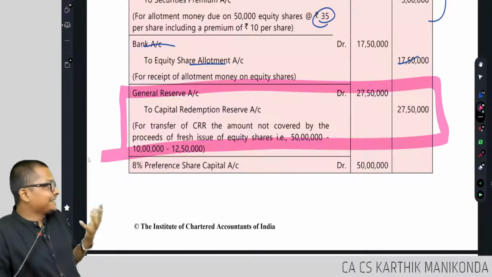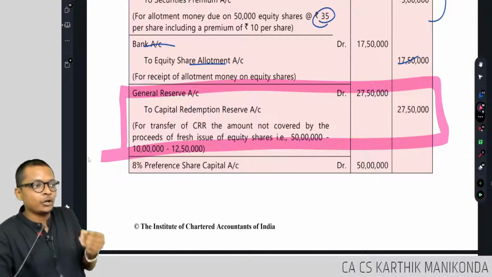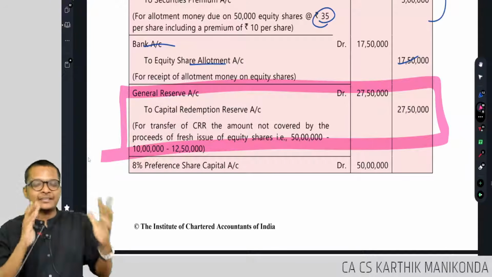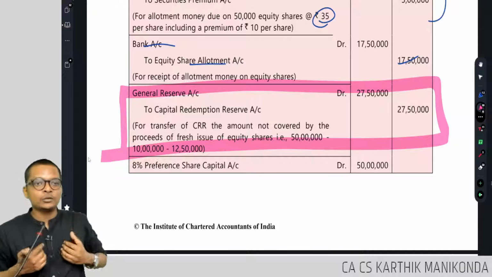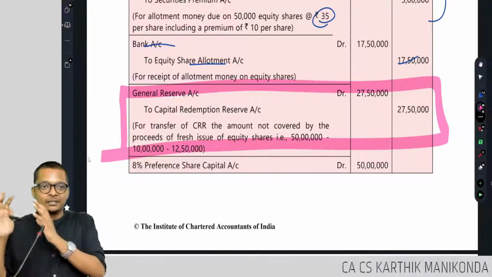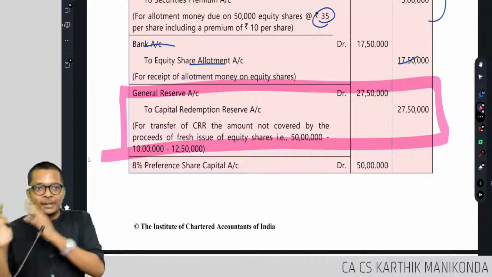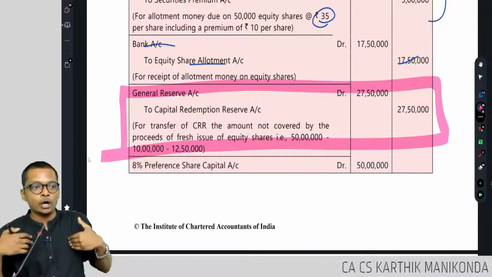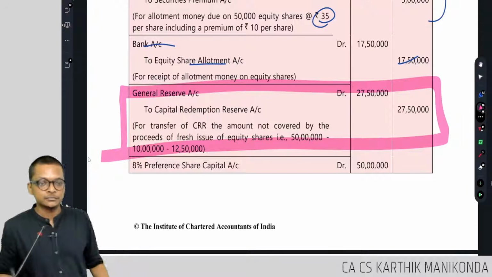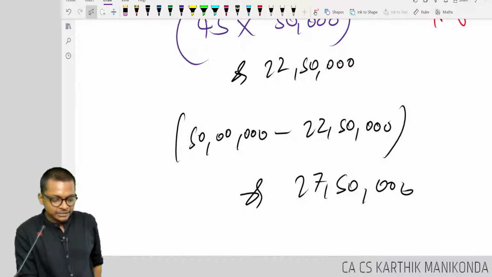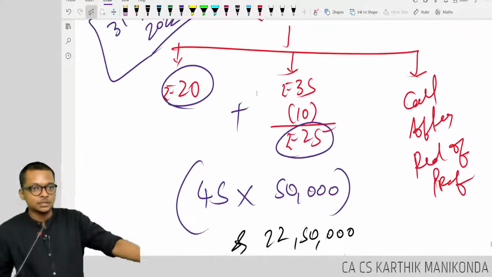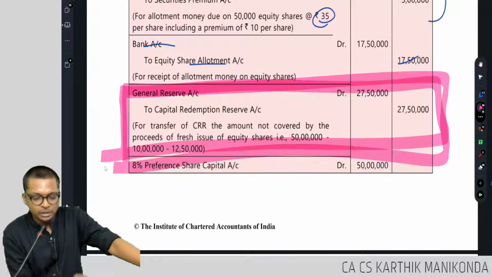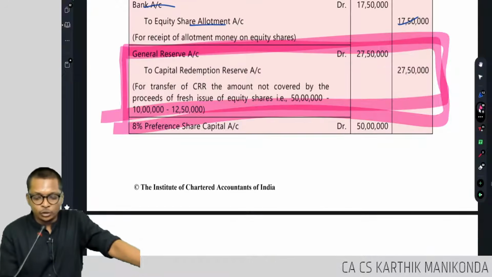Sir, why unnecessarily in this sum did they give application, allotment, first call? Like this, they will change a little bit here and there and ask, but we know the logic of CRR. What is the equation? Face value of preference shares redeemed minus fresh issue of equity, both at face value on the date of redemption. So you got 27 lakhs 50. This workings you have to show somewhere, guys. This breakup, you have to show. Here he gave it in the narration itself. Are you following?